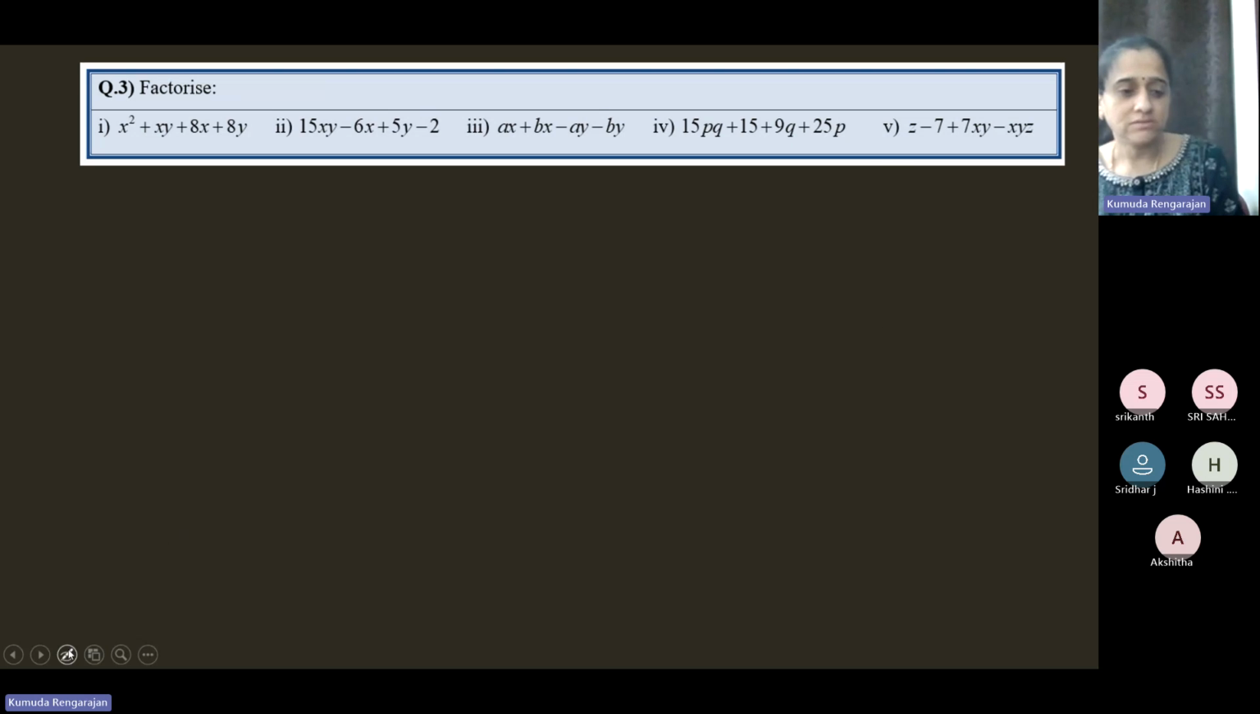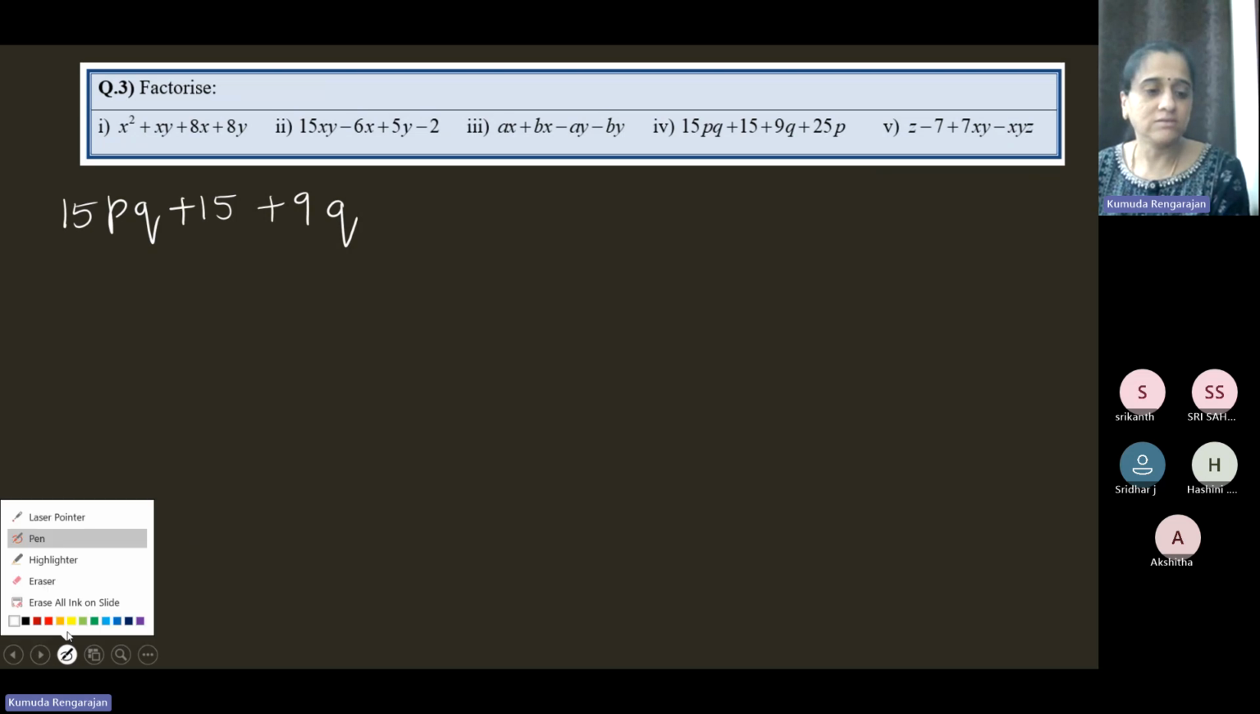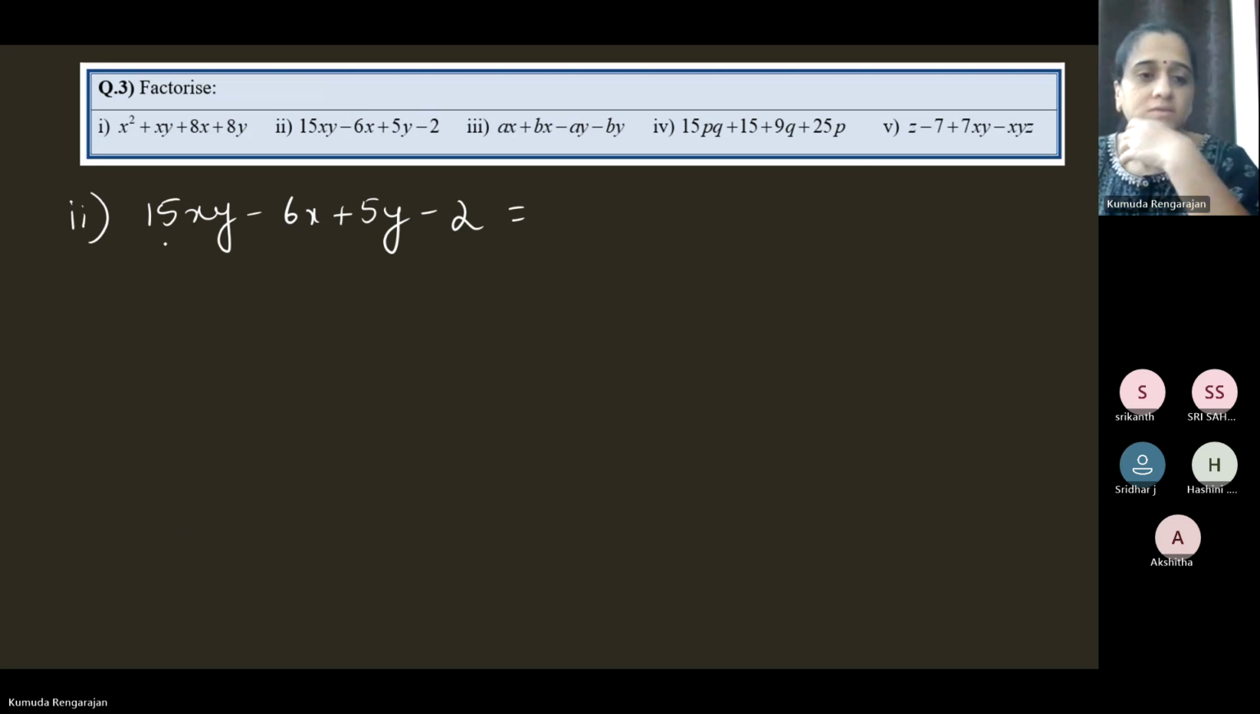Now all those questions which went past are all based on the two methods we just learned. We'll try two from this, maybe the 4th or the 5th one. Let me take something with a minus and a plus combination. I'll take the second one, since this is all positive: 15xy minus 6x plus 5y minus 2. So 4 terms.